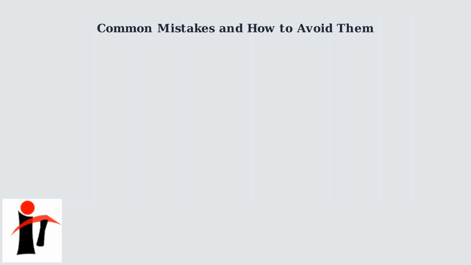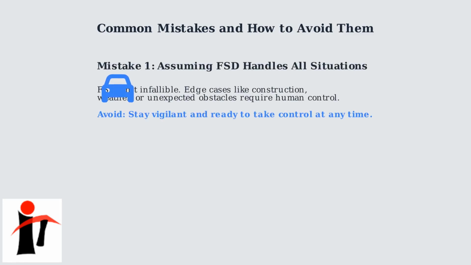One of the most common mistakes with Tesla's full self-driving system is assuming it can handle every driving situation perfectly. While FSD is advanced, it's not infallible. Edge cases like road construction, inclement weather, or unexpected obstacles still require human judgment and control. To avoid this mistake, always stay vigilant and be ready to take control at any moment.